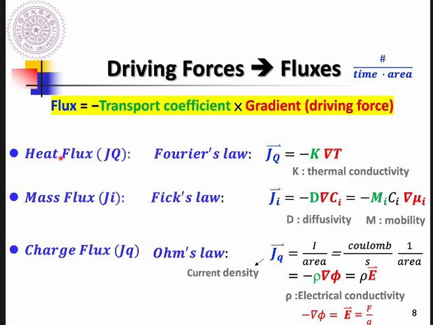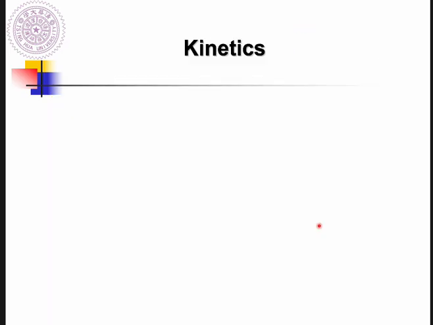And for the current, the driving force is the electrical potential gradient, and the transport coefficient describing how fast or how slow the electrons move is actually the electrical conductivity of this material, so it can be considered a transport coefficient. Okay, so this is just for your reference. So back to the kinetics.